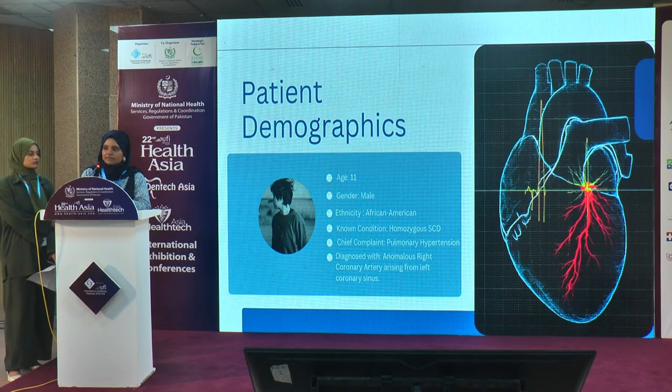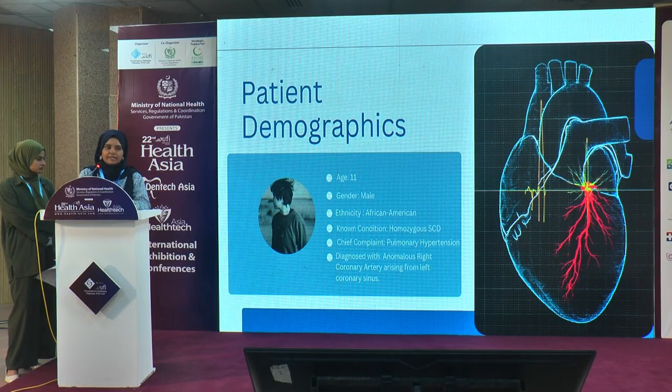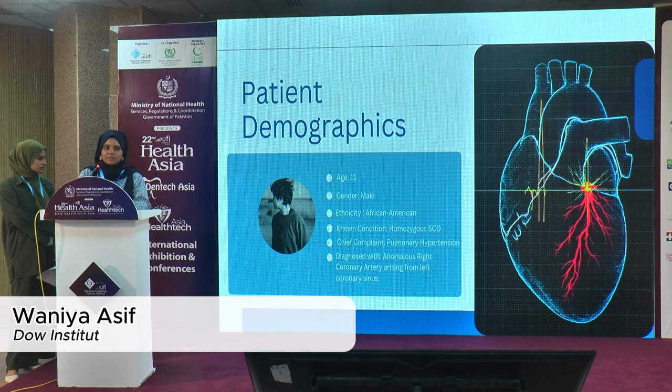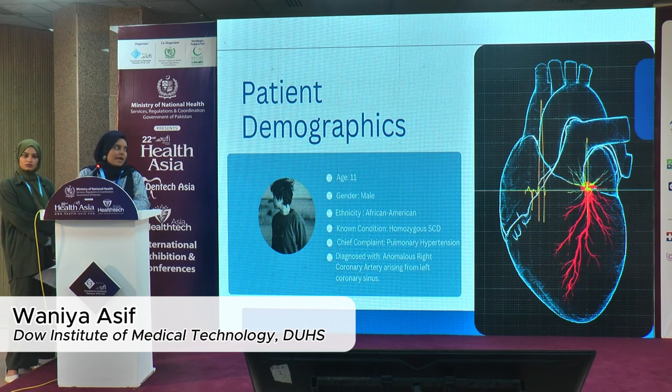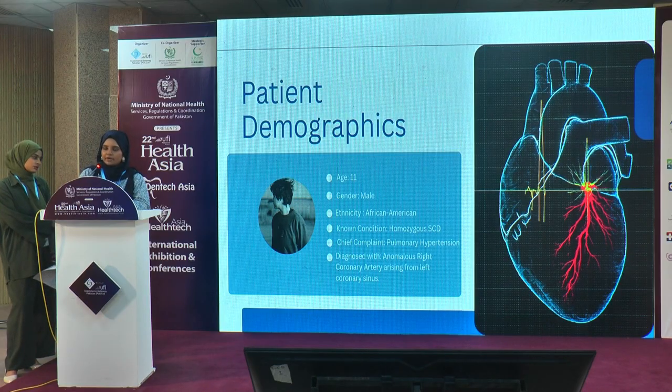We have a patient, an 11-year-old male with African American ethnicity. He has a known condition of sickle cell disease, homozygous, where he inherited the genes of sickle cell disease from both of his parents, and he had a chief complaint of pulmonary hypertension. He was going through a routine echocardiogram where he was diagnosed with anomalous right coronary artery, and then he was diagnosed with anomalous right coronary artery arising from the left coronary sinus from a tomography angiogram.